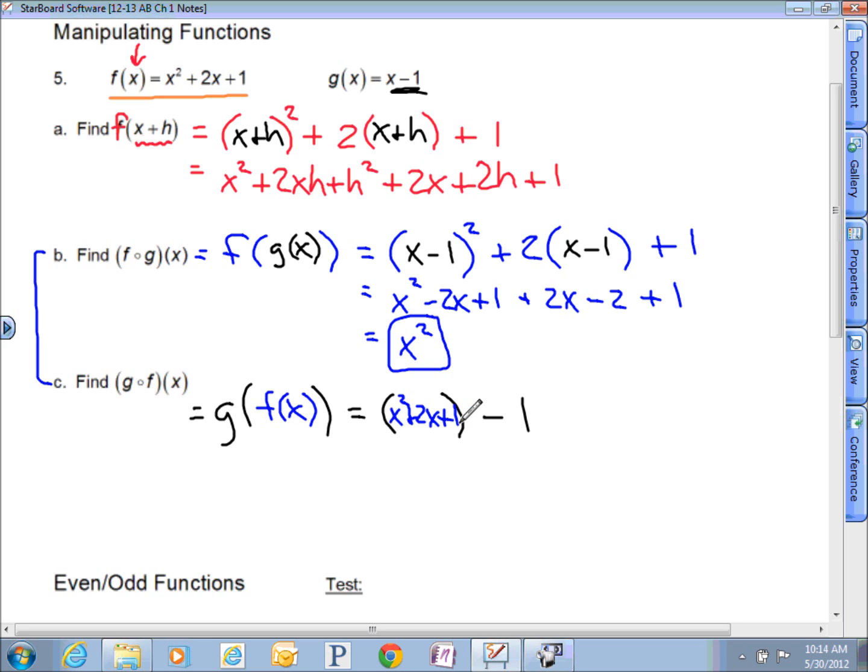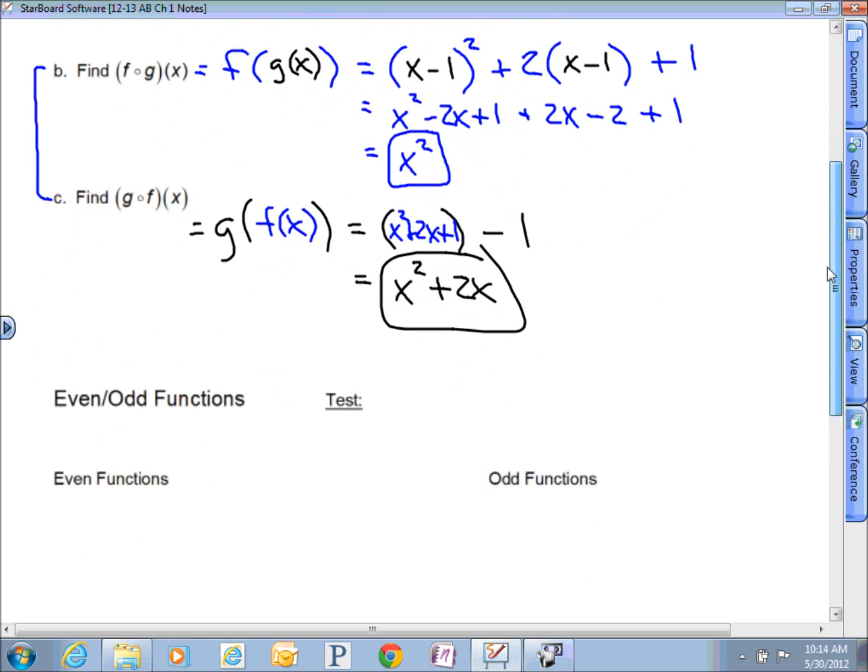Take that, put it together, clean it all up. What are we going to end up with? This time we're going to end up with x squared plus 2x. So those are composite functions, a little bit of a review. We'll need those when we start talking about inverses and things.